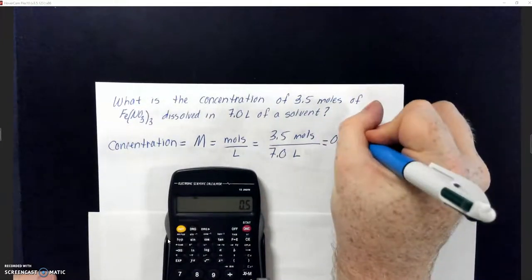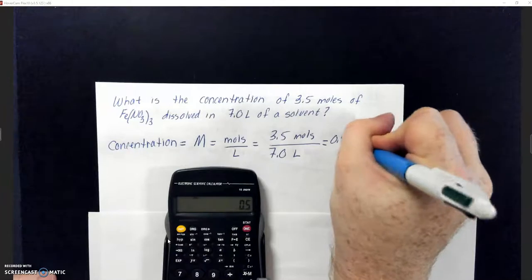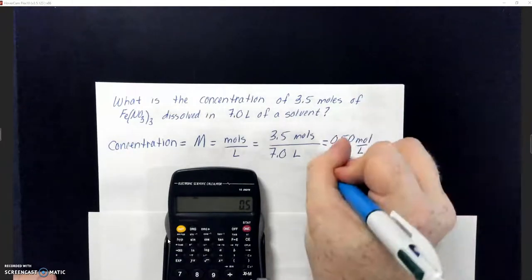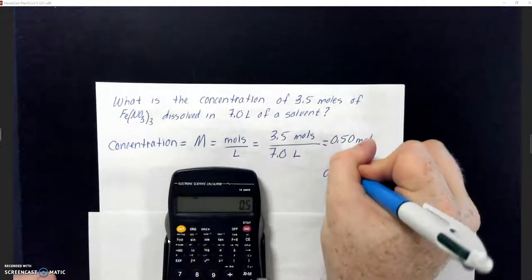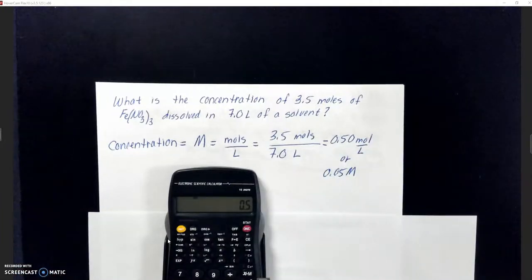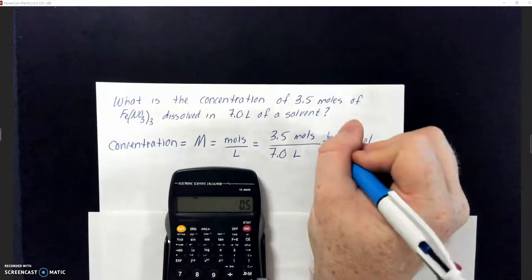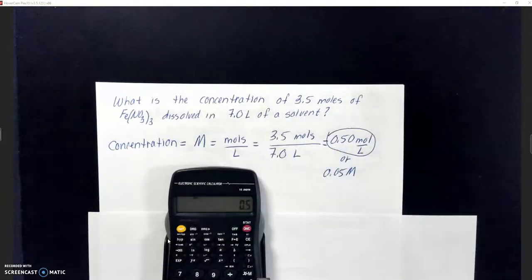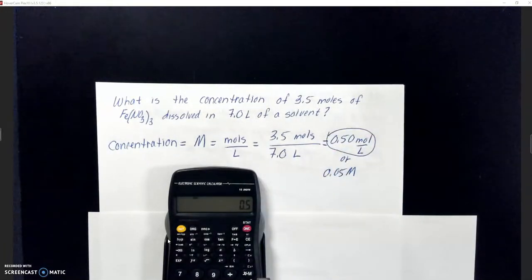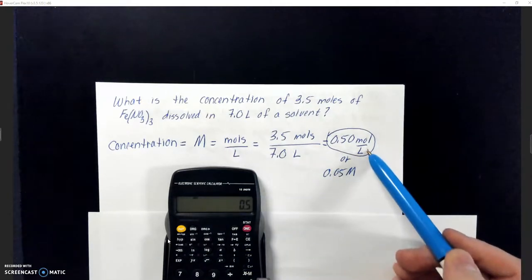0.50 moles per liter, or you can write it as 0.50 big M, which is molar. Either one of those answers is correct. I think it's a little bit better if you leave it out this way. In fact, on the AP exam, they're going to want to see that more.